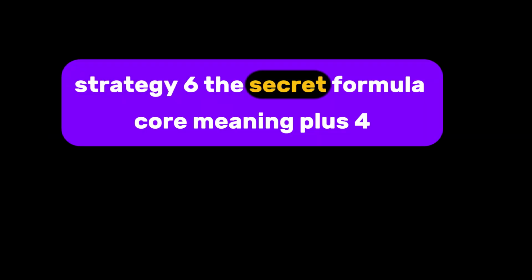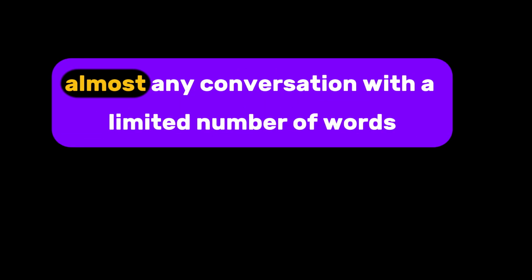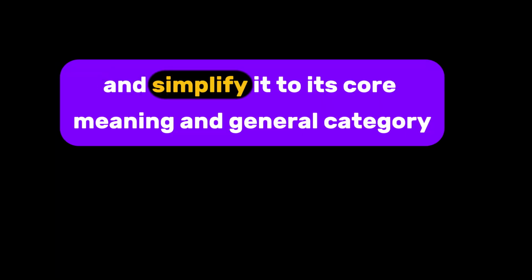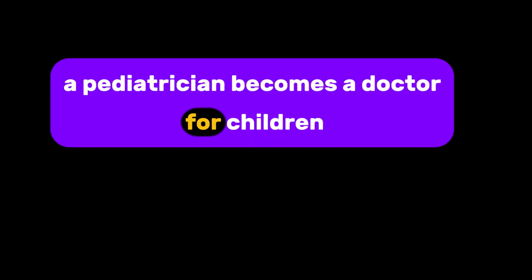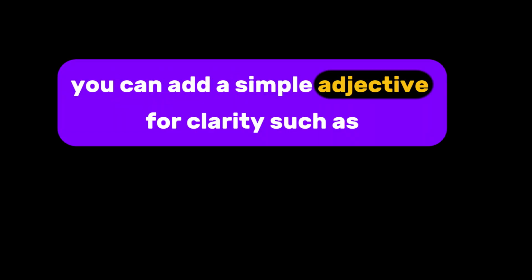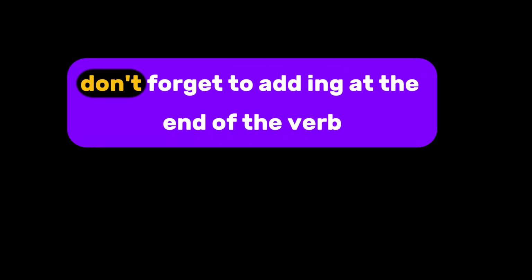Strategy 6. The secret formula. Core meaning plus 4. If you become an expert with this strategy, you can survive almost any conversation with a limited number of words. Take the missing word and simplify it to its core meaning and general category and combine it with 4. A bakery becomes a shop for bread. A pediatrician becomes a doctor for children. You can add a simple adjective for clarity, such as the metal thing for heating the room. Remember, if you use a verb after for, don't forget to add ing at the end of the verb.